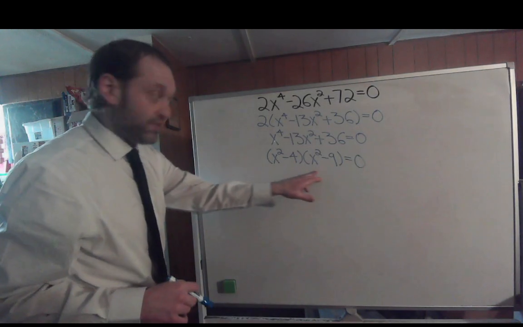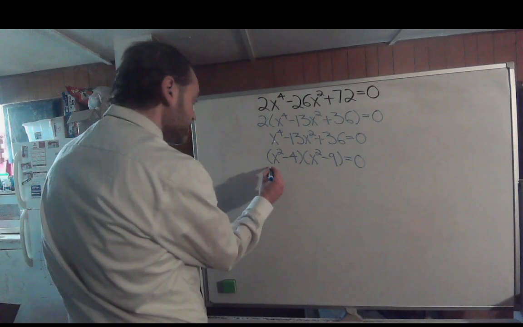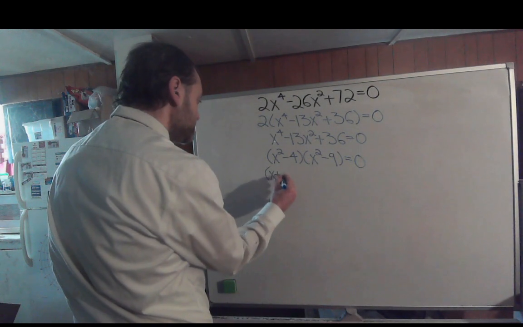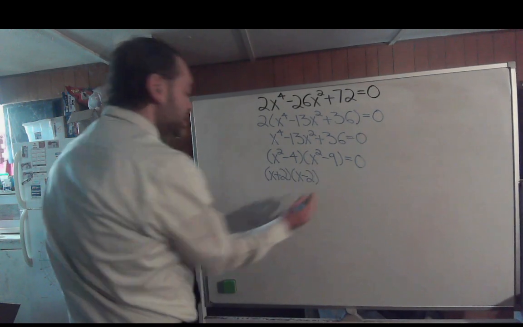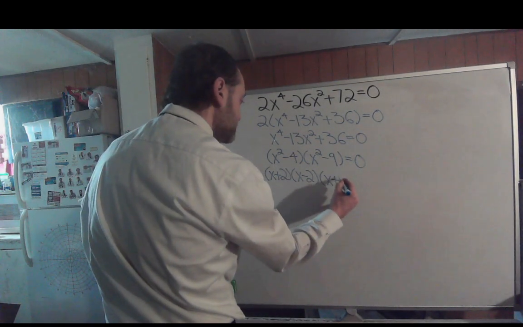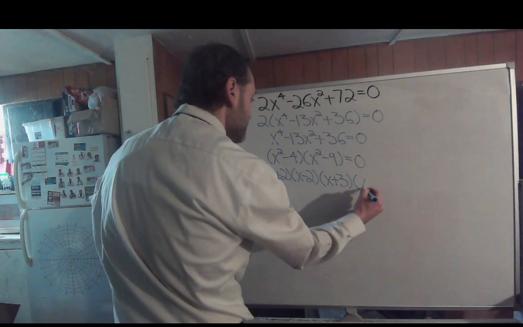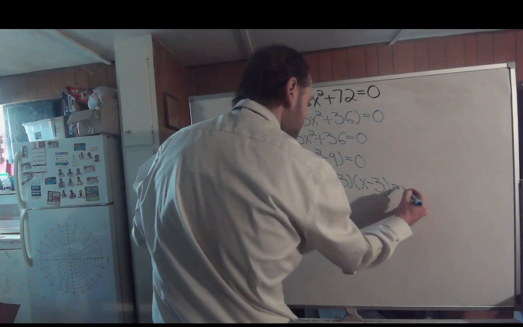Now, both of these factors are the difference of two squares, so they can each be factored further into the quantity of x plus 2 times the quantity of x minus 2. And then that x squared minus 9 will factor into the quantity of x plus 3 times the quantity of x minus 3. All those would be equal to 0.